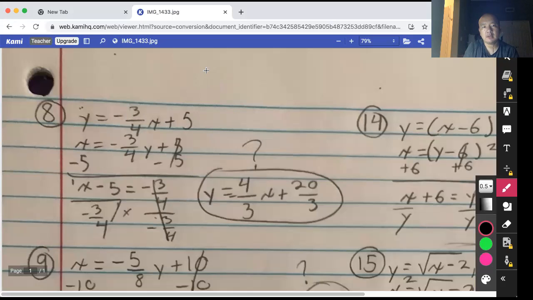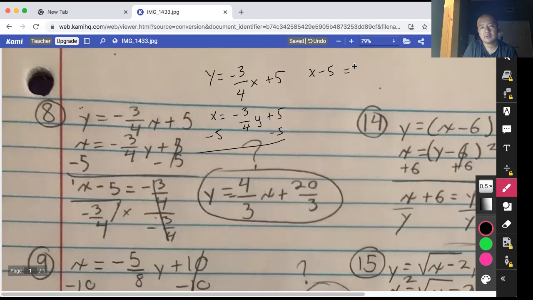So for number 8, you have y equals -3 over 4x plus 5. You did it correctly where you switch the x and the y, and then you solve for y. So you subtract the 5, and so x minus 5 is equal to -3 over 4y. And then you can divide both sides by -3 over 4.